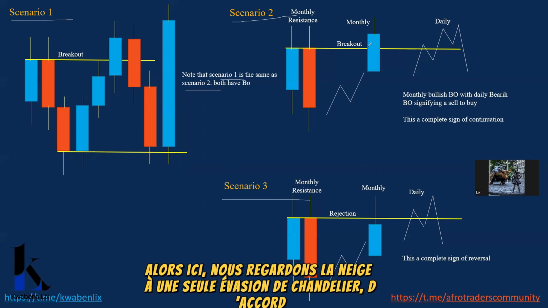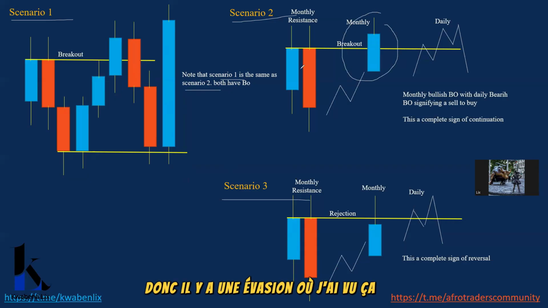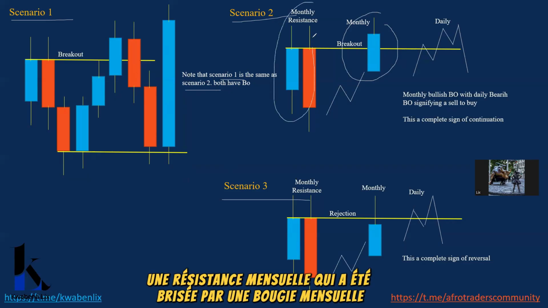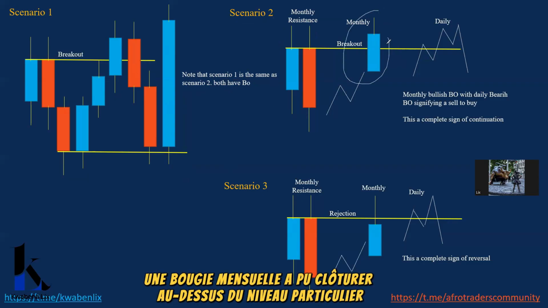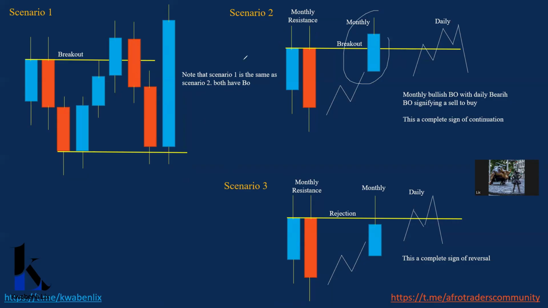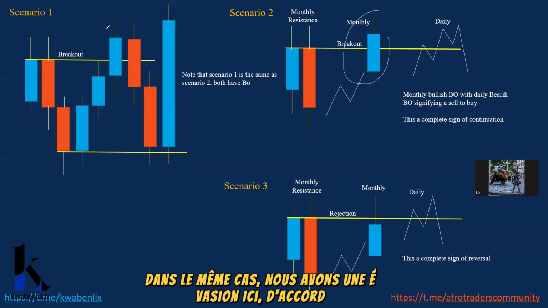Here we are looking at scenario 2, a single candlestick breakout. So there's a breakout, a monthly resistance that has been broken out by a monthly candle. A monthly candle has been able to close above that particular level. In the same instance, we have a breakout also here.